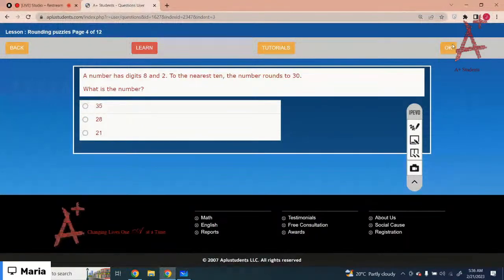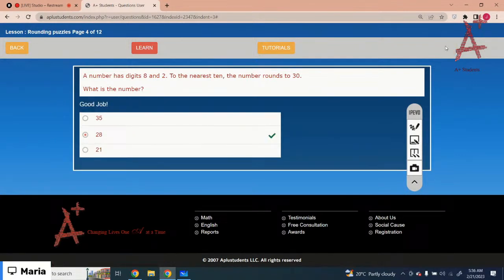A number has the digits 8 and 2. To the nearest 10, the number rounds to 30. Okay, the number has digits 2 and 8. So you can just look at the options. You just look for the option that has the digits 2 and 8. So which is the correct option? Yes, it is 28. Got it? Because 28 is rounded to 30. So the correct option is 28.